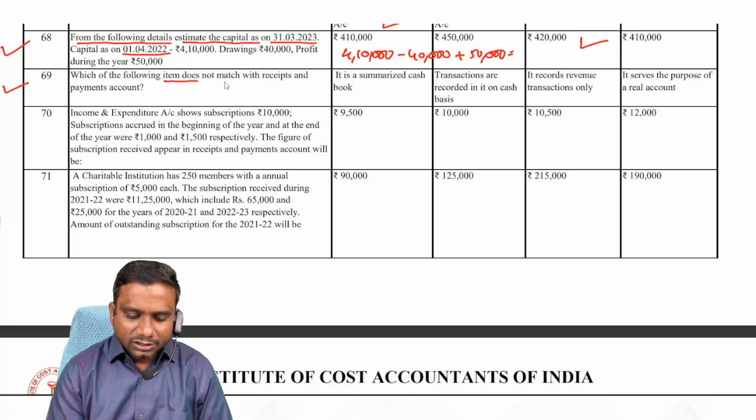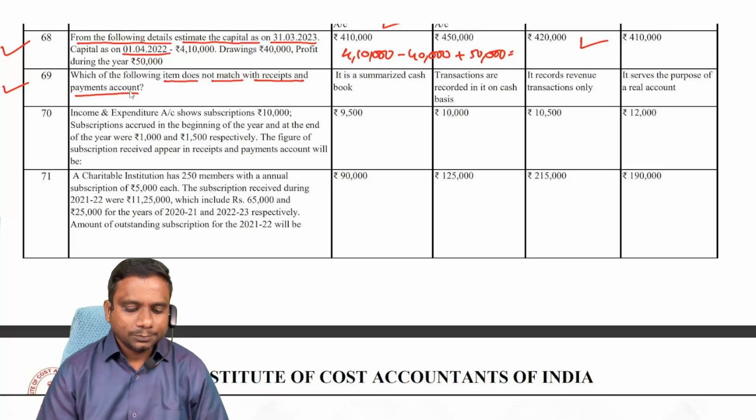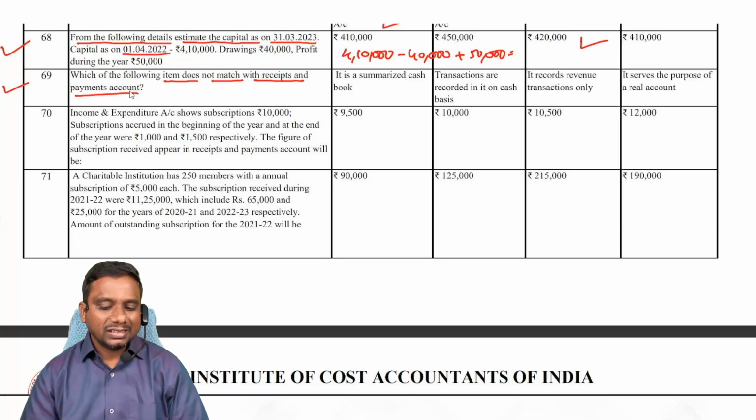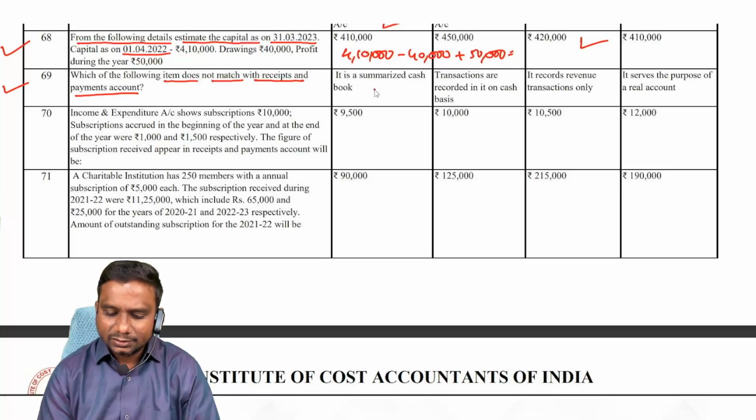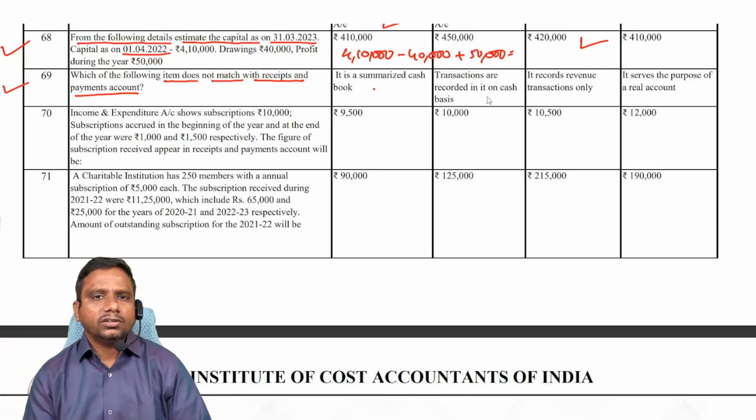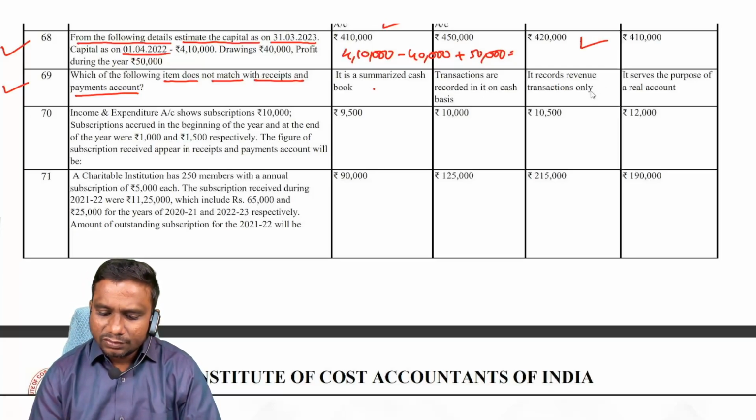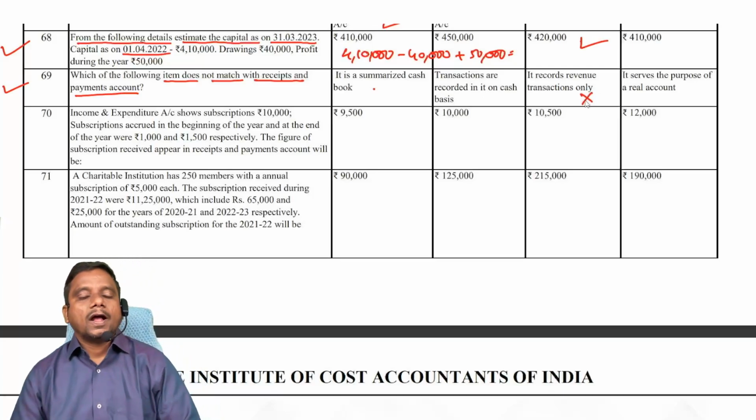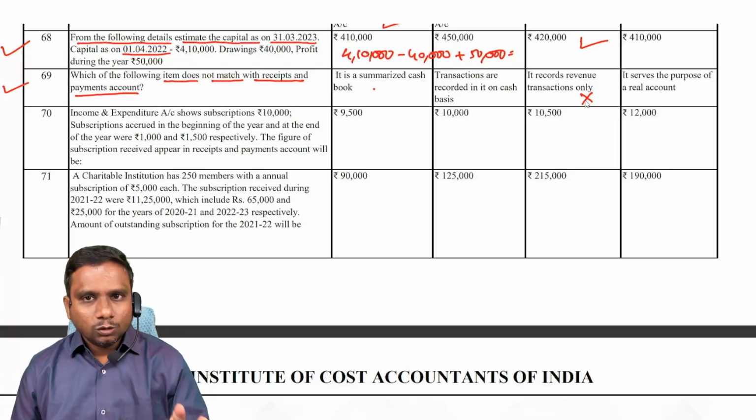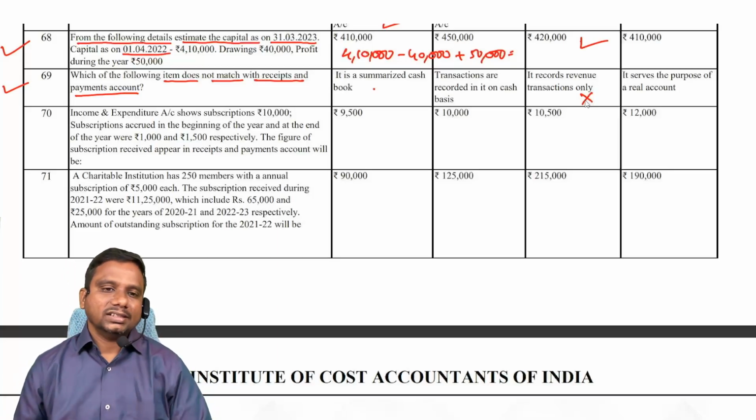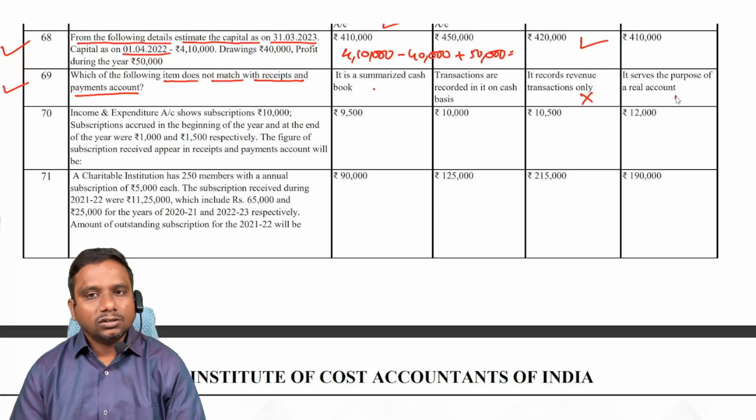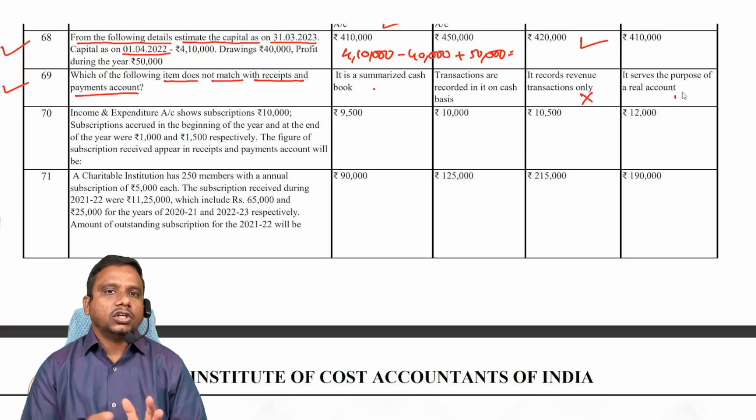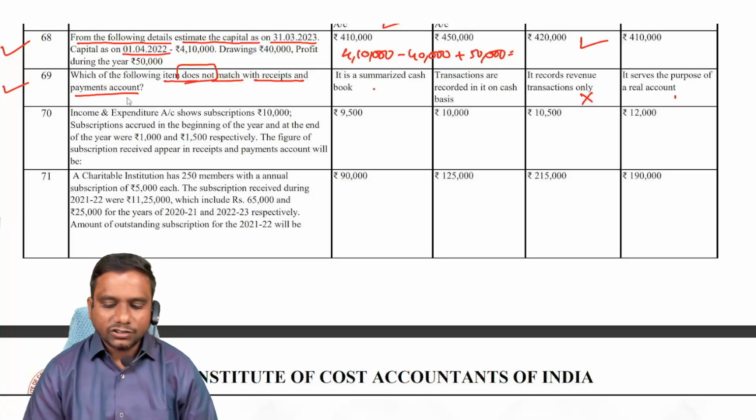Which of the following items does not match with the receipts and payments account? Receipts and payments account is a summary of the cash book. Correct. Transactions are recorded in it on a cash basis. Yes. It records revenue transactions only? No. Our receipts and payments account will record revenue transactions plus capital transactions. So it serves the purpose of a real account. So which is not, here they are asking does not match.